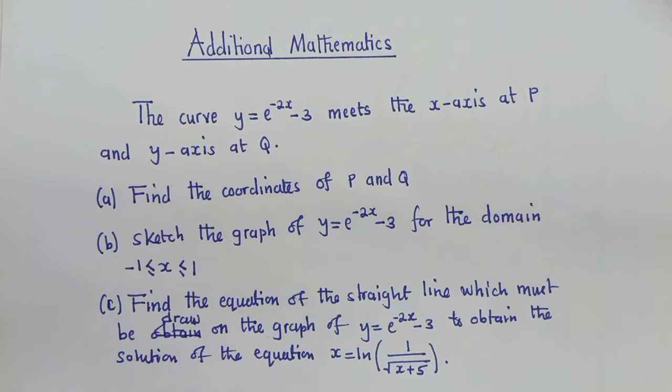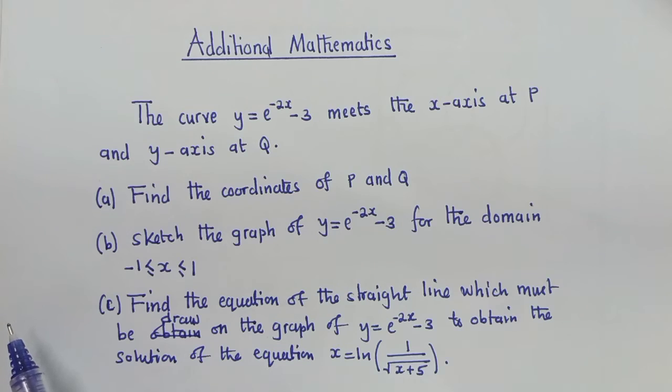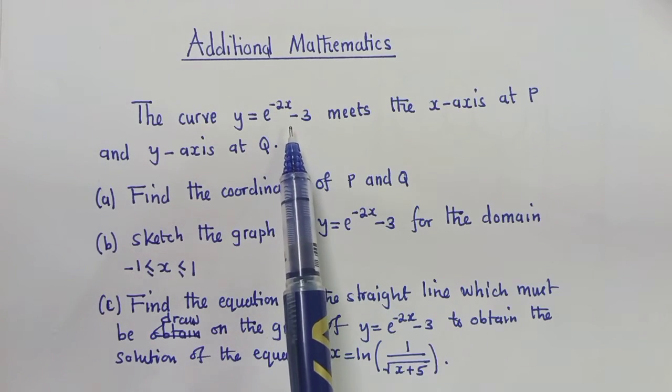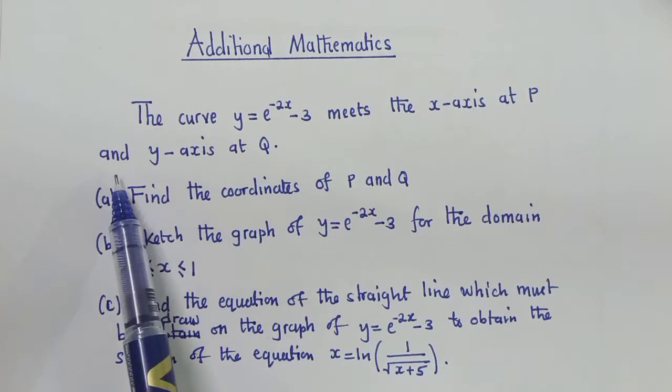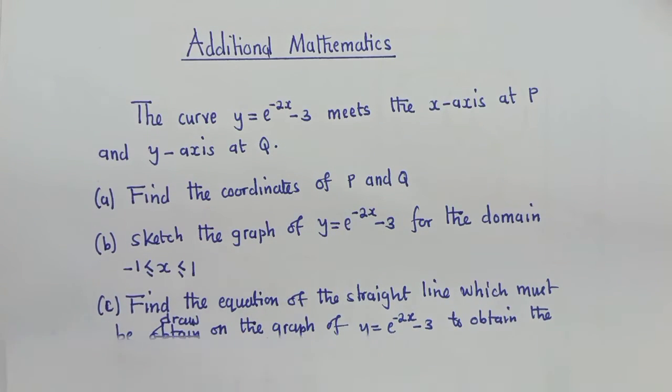This is Sichamba Jacob. In this video, we'll try to answer this addition mathematics exam question. So the curve y is equal to e to the power negative 2x minus 3 meets the x axis at P and the y axis at Q. Find the coordinates of P and Q.